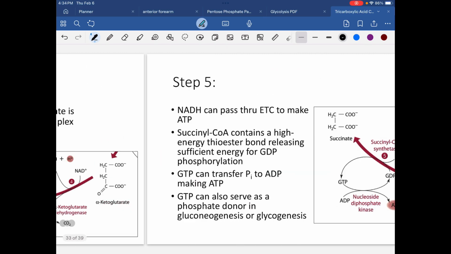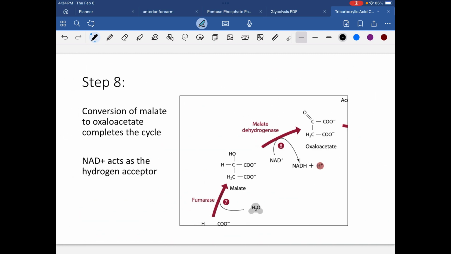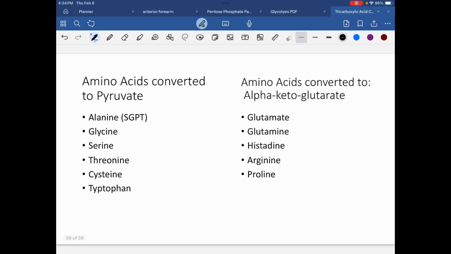All right. The last thing we need to talk about, remember I said this is a cycle. We sometimes say step 1, step 2, but we can actually enter the citric acid cycle from many different points, especially using amino acids. We're going to talk about this much later in the semester, I assume, but this is a good time to address what amino acids can go into what part of the citric acid cycle.